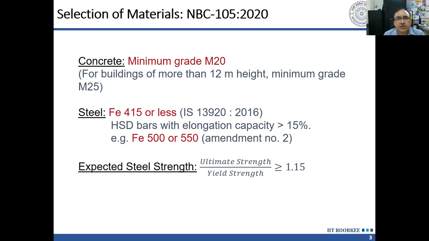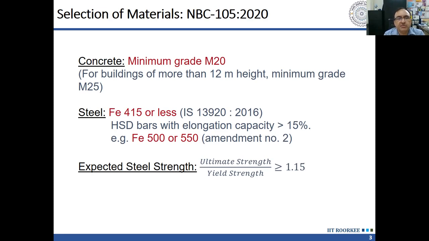For buildings more than 12 meters in height, NBC says we have to use M25, a higher grade concrete, so that when the axial force increases, we get sufficient ductility. Then steel is very important because the ductility actually comes from steel. It is the steel which provides the energy dissipation capacity to RCC structures. Up to Fe415, there is no issue. In India, and it must be in Nepal also, it is now very common to use Fe500 and 550. Fe415 is also not used much.